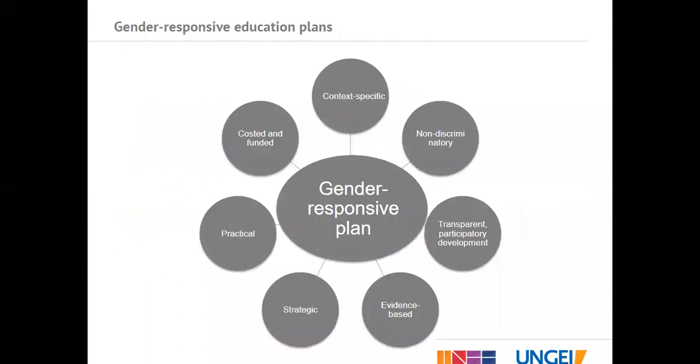So in the final slide of this short section, let's look at some of the key elements that make up gender-responsive plans of various kinds. As previously mentioned, these are general principles applicable in all cases, but that crucially must be guided, as the first principle at the top here shows, by a context-specific analysis of gender-related vulnerabilities.